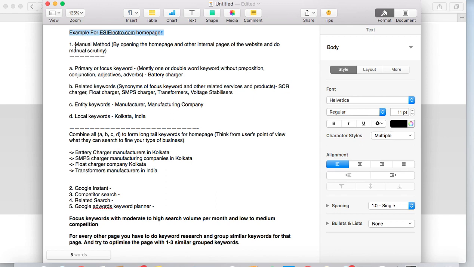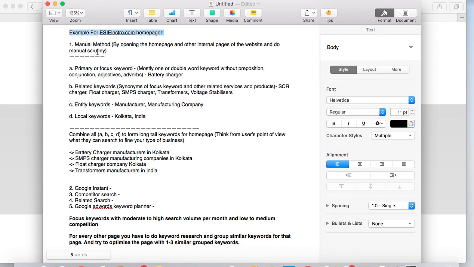we would do the manual method first. By opening the home page and other internal pages of the website, we do a manual scrutiny. We have opened the home page and very clearly we can see that they are dealing mostly in the battery charger. That is their most important product they are dealing with.